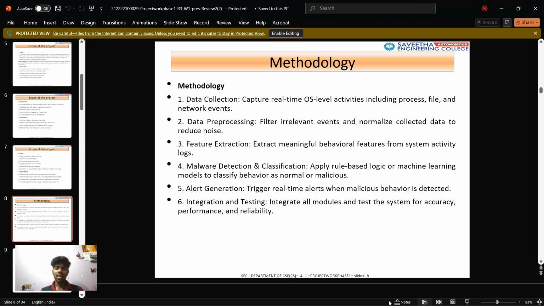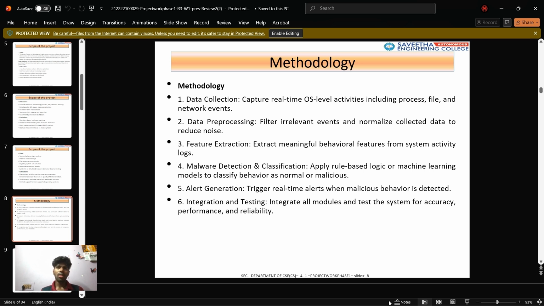Then feature extraction, where meaningful behavior features from the system security logs will be extracted, and this will go to the malware detection and classification. This applies rule-based logic or machine learning models to classify the behavior as normal or malicious.